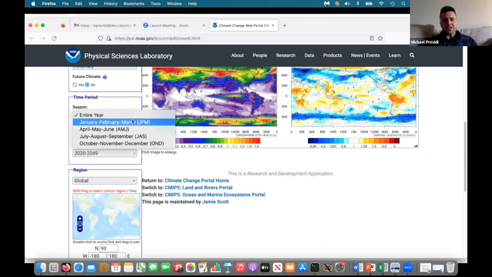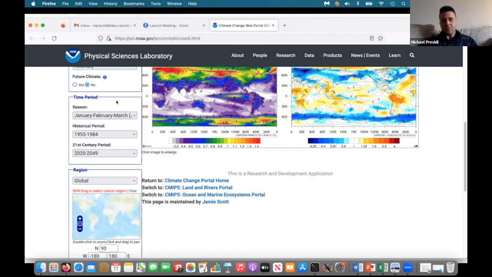First of all, I'm just going to select January, February, March. The reference period, or the historical period, that's the period that your anomalies are relative to. So what I'm going to do here is just select the most recent reference period, the period 1985 through 2014. Next is the 21st century period. That's the period later this century that we calculate the climate change at. And so I'm going to select the last period here, the end of the century, 2070 to 2099.